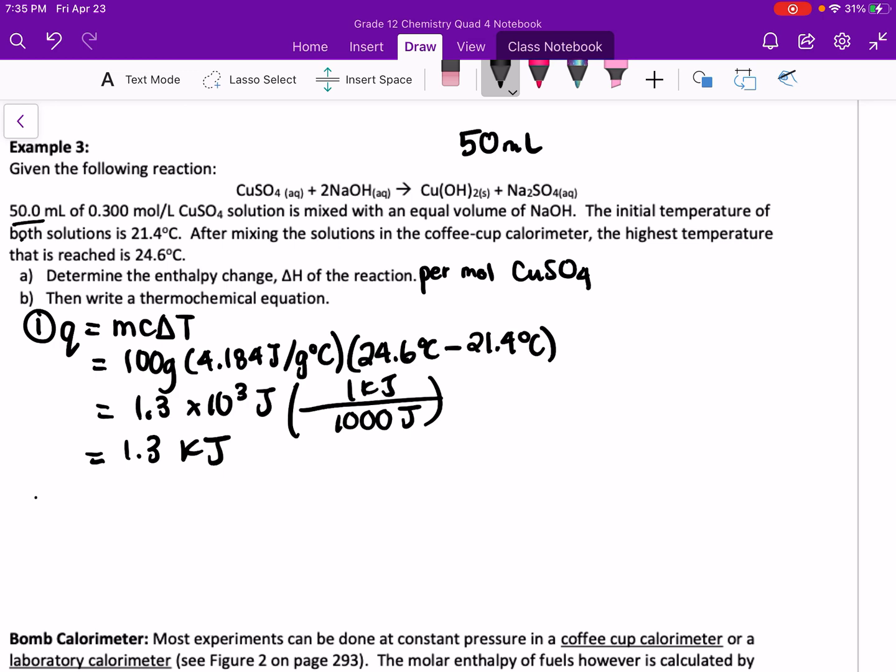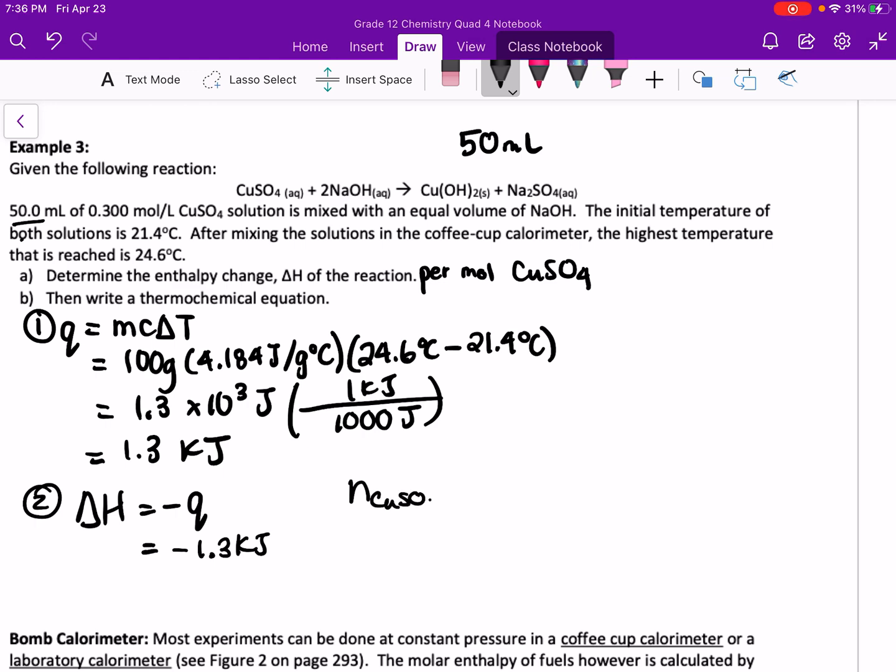Our next step is to take our Q of our system and find the delta H of our system by doing negative Q of our surroundings. So our delta H is equal to negative 1.3 kilojoules. We now need to find our moles.